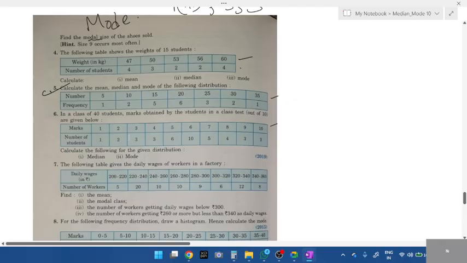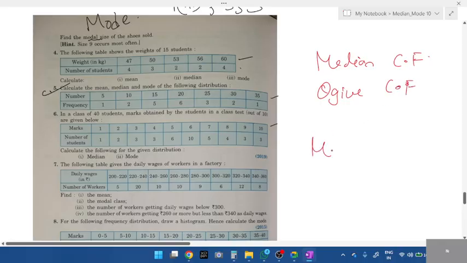Fourth, fifth, sixth question. How did we solve fourth, fifth, and sixth? For median, what do we need to find? For median, we need to find cumulative frequency. This is fixed. Remember this. For median, cumulative frequency. For ogive graph, we need cumulative frequency.